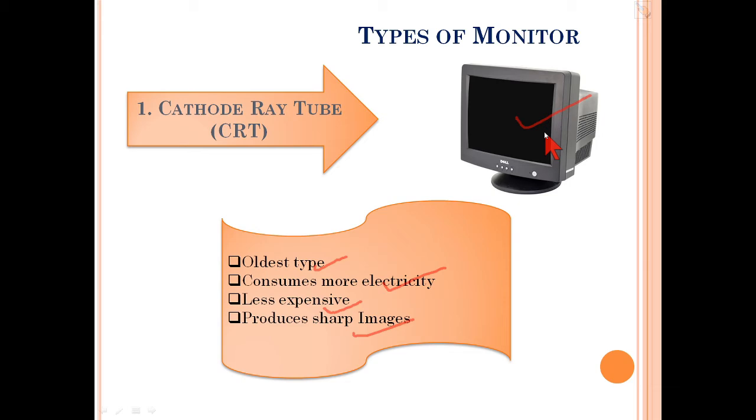You can see nowadays we need a device which takes less space, is of less weight, and the quality is more, and also consumes less electricity, so the electricity bill is lower. So this is the rarest nowadays. We are not using it because it is the oldest type.